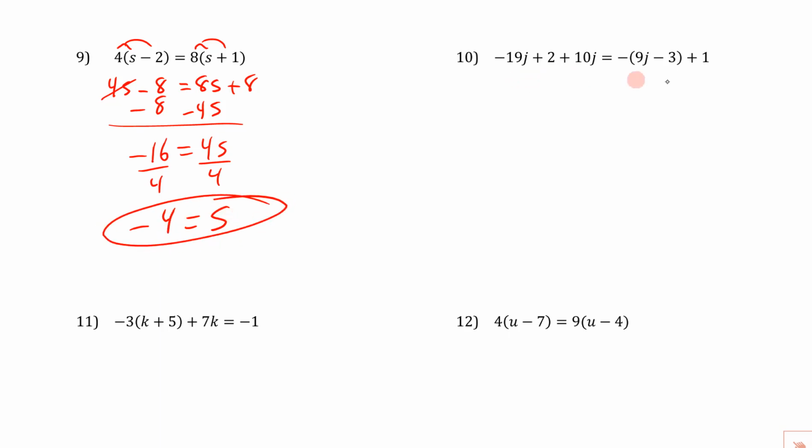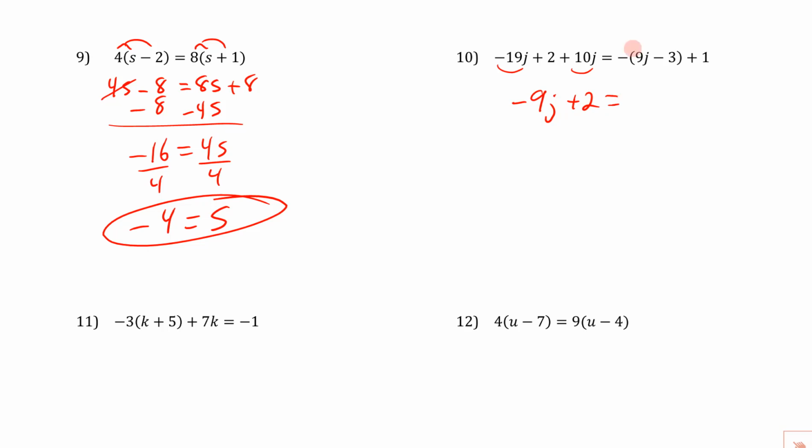All right, more simplifying to do here. So let's take a look here. We've got some like terms over there. So let's combine the 19j and the 10j. So this is -19j plus 10j. That's going to be -9j, and then we've got the plus 2.